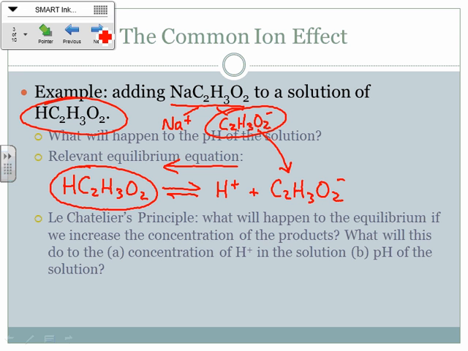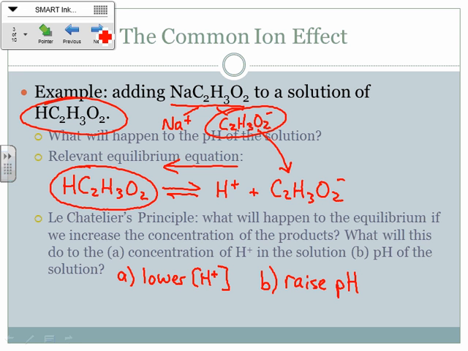So what will happen to the equilibrium if we increase the concentration of the products? We already said that it's going to shift the equilibrium to the left. And then what will this do to the concentration of H plus in the solution? It's going to lower the H plus concentration, because it shifts the equilibrium back towards the reactants. And so then it's actually going to raise the pH of the solution, because now we have less H plus. So less H plus means we have a higher pH.